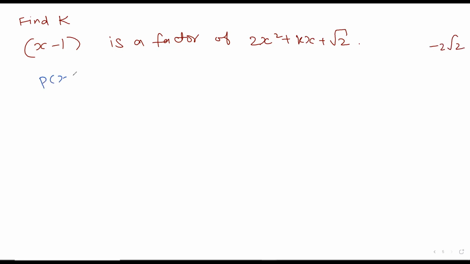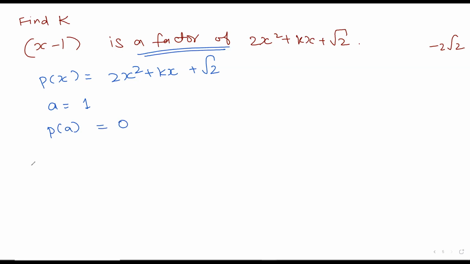So p of x is equal to 2x squared plus kx plus root 2. And our a over here is equal to 1. So they are saying that it is a factor. So p of a is equal to 0, since it is a factor.